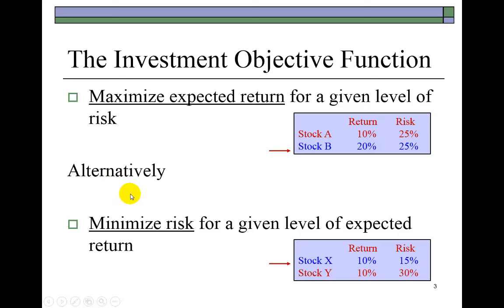Alternatively, the objective function can also be expressed as minimizing your investment risk for a given level of return. So that in this example, given that stocks X and Y have the same expected return of 10%, you do want to choose stock X because it promises to expose you to a lower level of risk. Here, as you can see, it's only 15% compared to stock Y's of 30%.